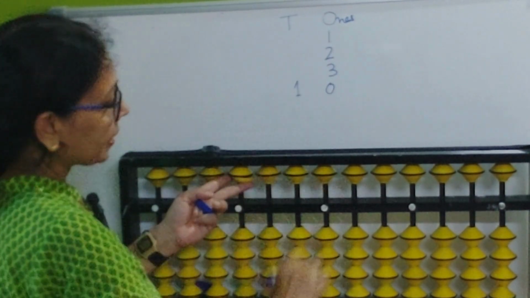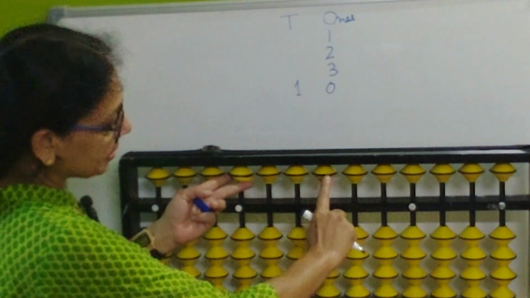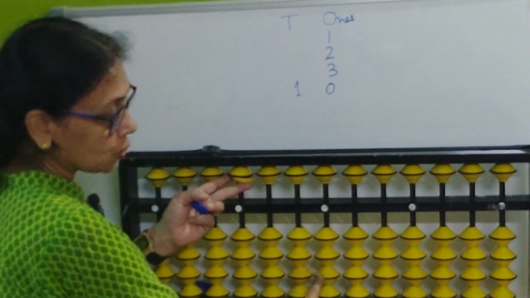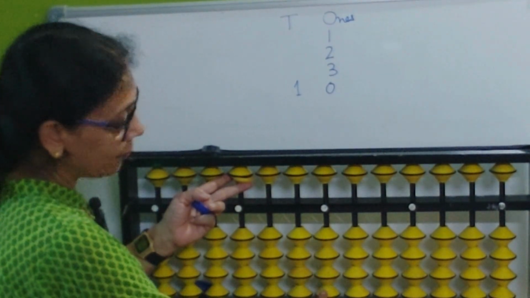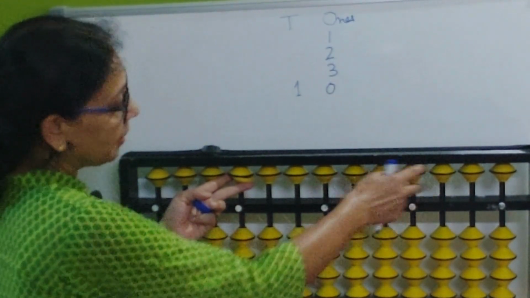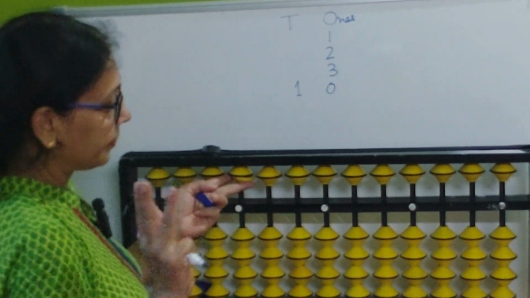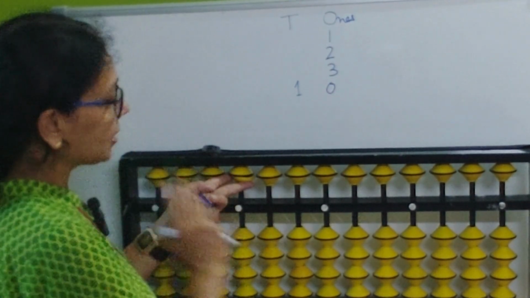Okay, clear? So these lower beads, 1, 2. So the value of this is 1. And the upper bead, the value of this upper bead is 5. Okay. How? We'll discuss it.